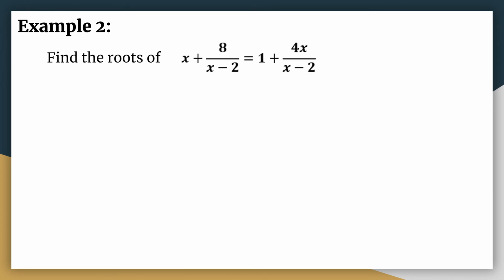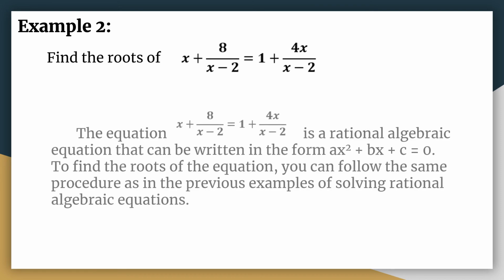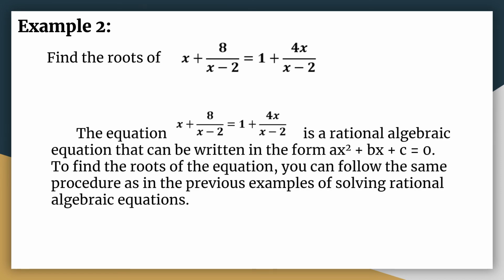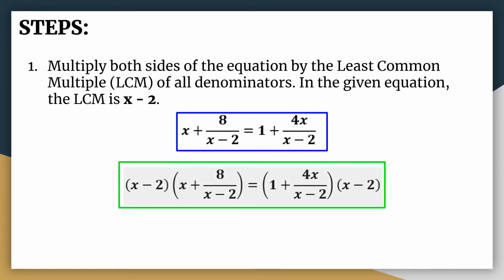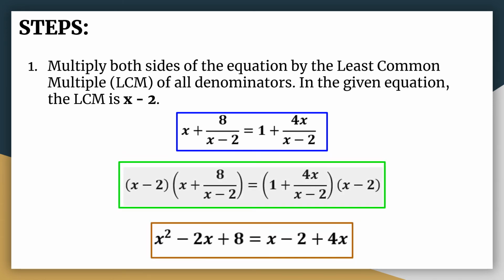How about this one? The same thing, we have to get its least common multiple. The least common multiple for this one is x minus 2. We're just going to multiply all by x minus 2. By multiplying, we're going to have the following solutions.